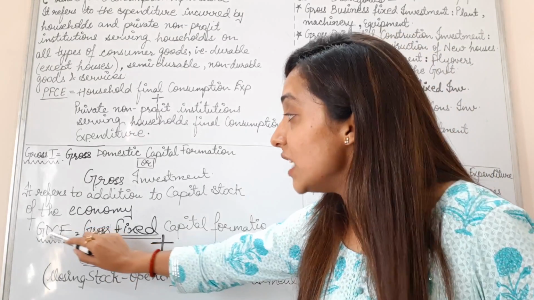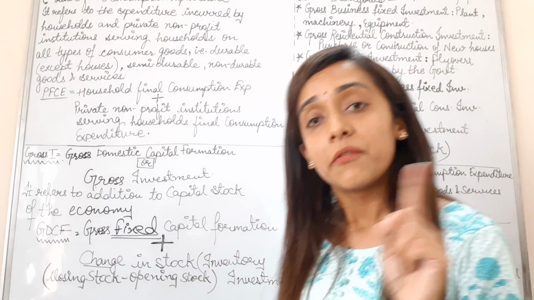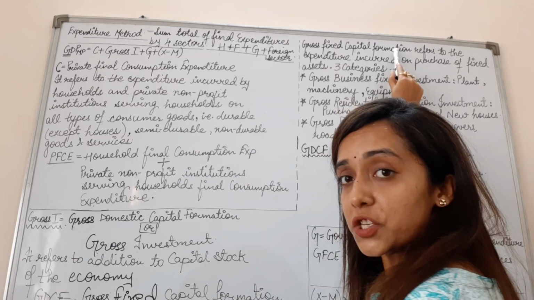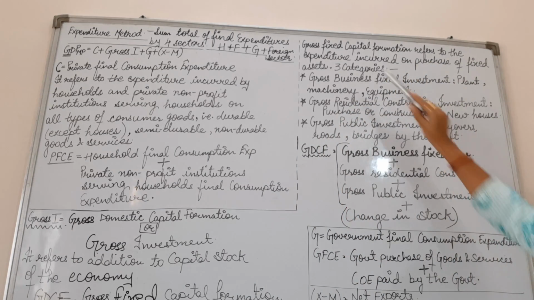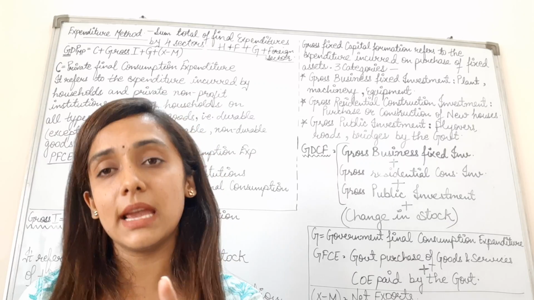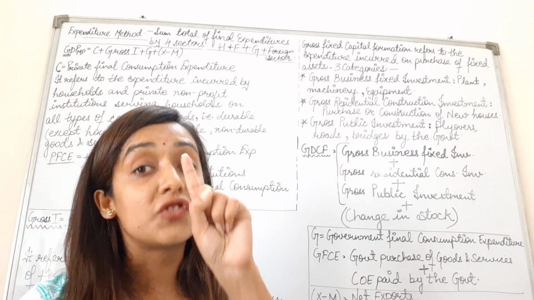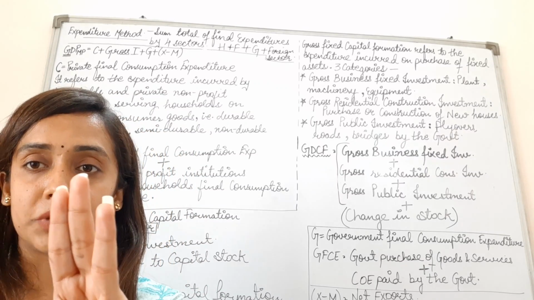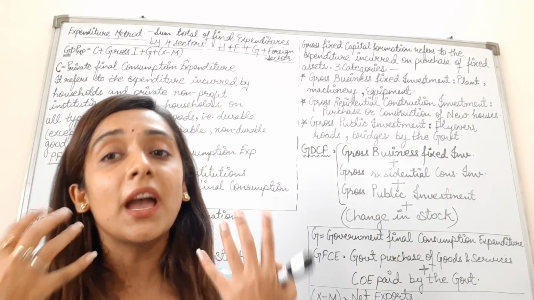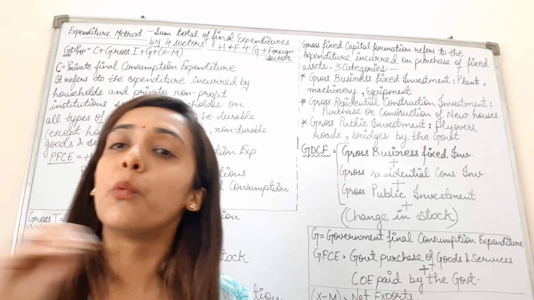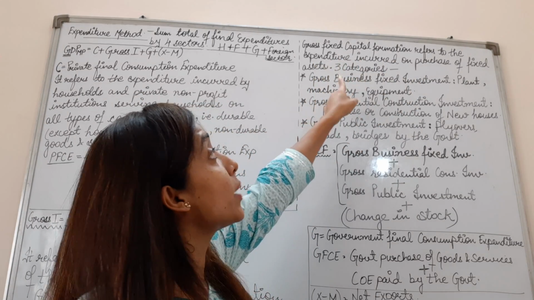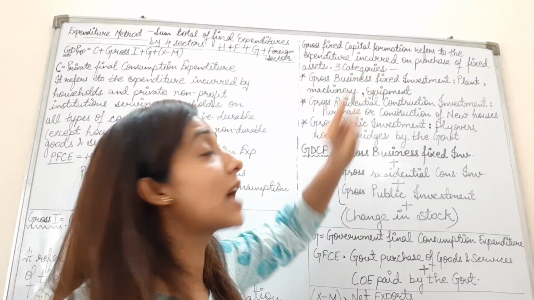What is in it? GDCF, fixed word, that is gross fixed. What things come under fixed? Let's see what is written. Gross fixed capital formation refers to the expenditure incurred on purchase of fixed asset. This is the expense that is incurred for what? For fixed assets. It has been distributed into three categories. It is very easy, it just looks like there are a lot of formulae. But after 5-6 questions when you do them, you will say it is the very easiest part of the chapter.